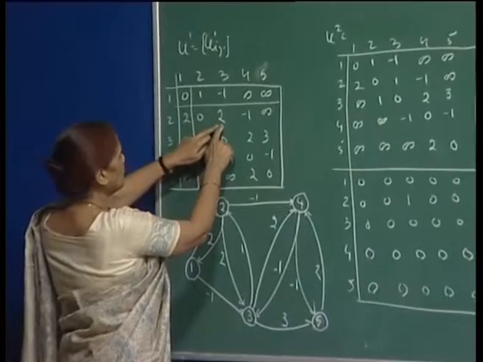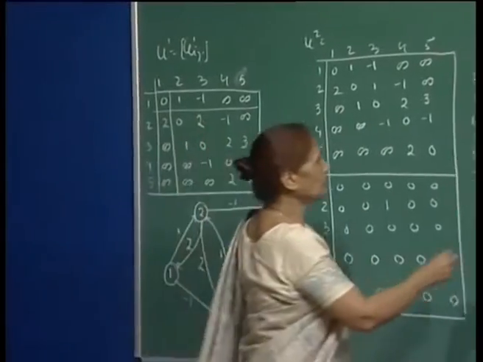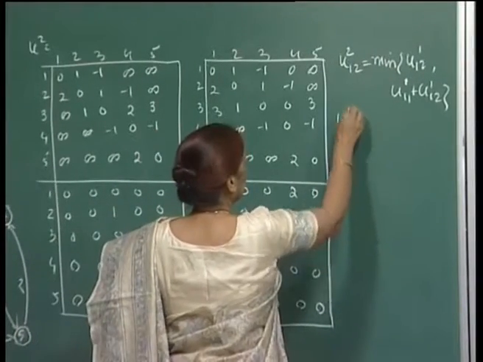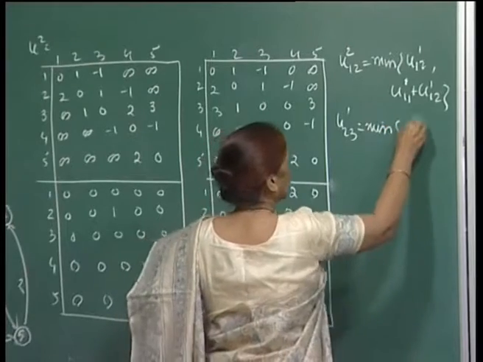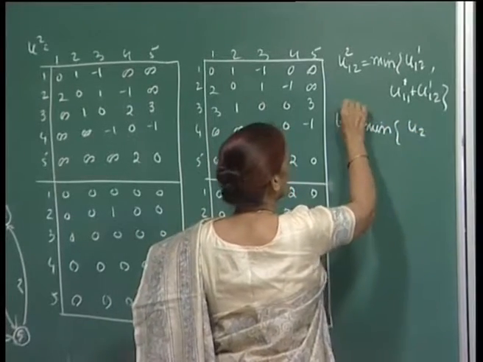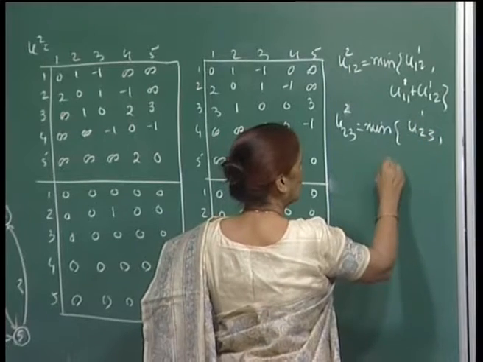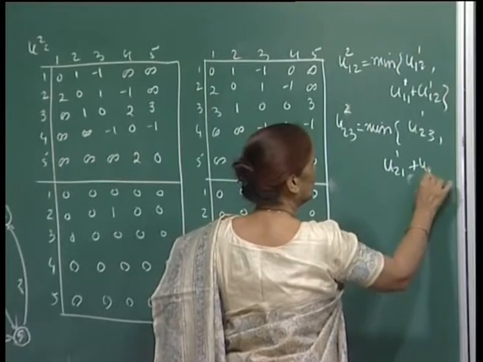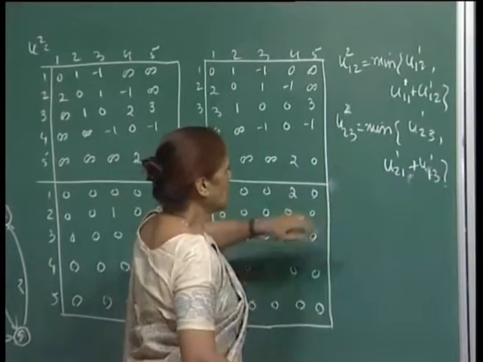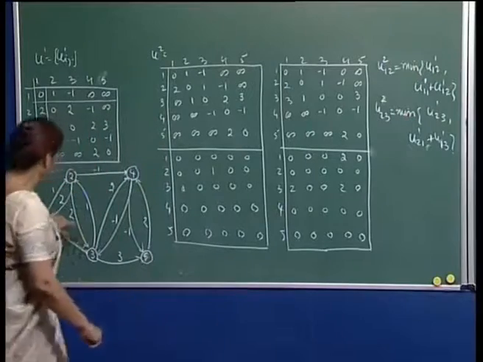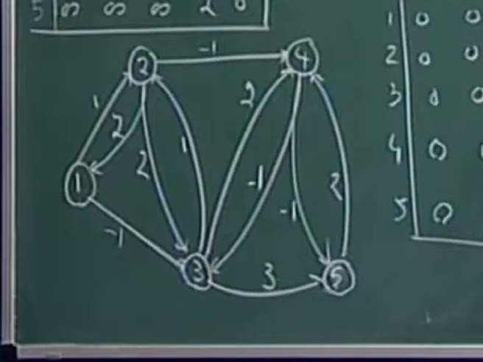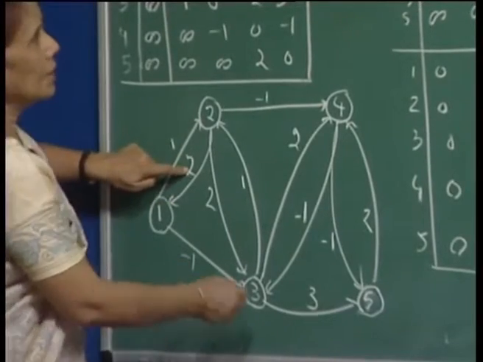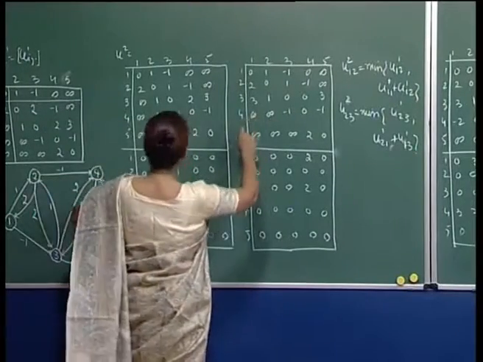Then I want to show you, for example, consider 2 3. So, u231 would be the minimum of u231, and then it will be u211 plus u131. And let us quickly see that. So, you want the distance between 2 and 3, and if you include the node 1, then it is 2 to 1 and 1 to 3. So, this is 2 minus 1, which is 1, and so there is a change, and u231 is 1.